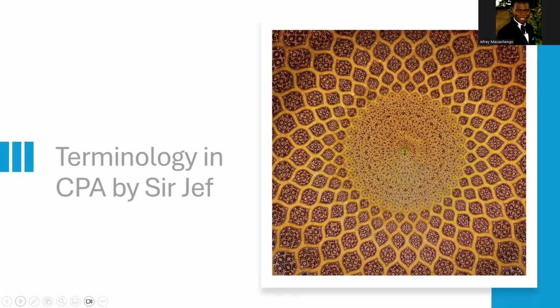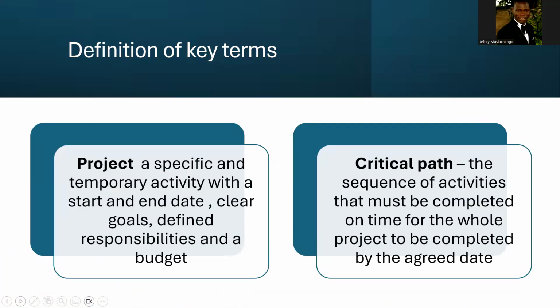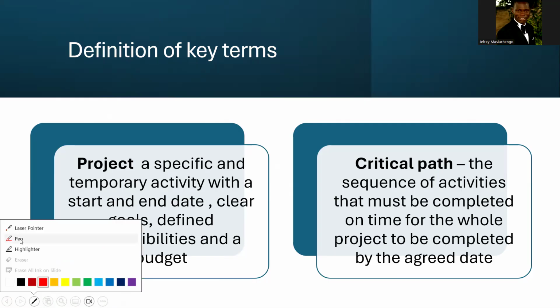Okay, so today we want to cover critical path, CPA. Definition of key terms. What is a project? We are saying critical path is mainly used in operations. It's a planning tool, used in operations when we are running a project. So the question is, what is a project?